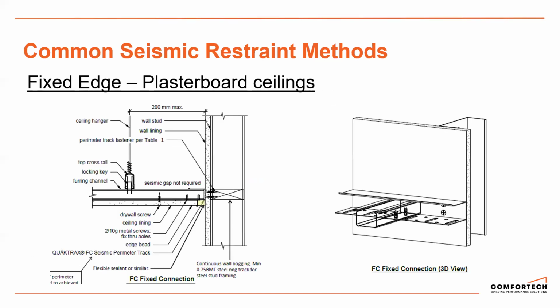Plasterboard ceilings are much the same, actually. We've got a dedicated seismic track. So on the fixed edge, we fix through the holes into the furring channels, and that locks it in place. And then we just allow a nominated gap, whether it's 10 or 15 millimeters, from the plasterboard to the edge of the wall.